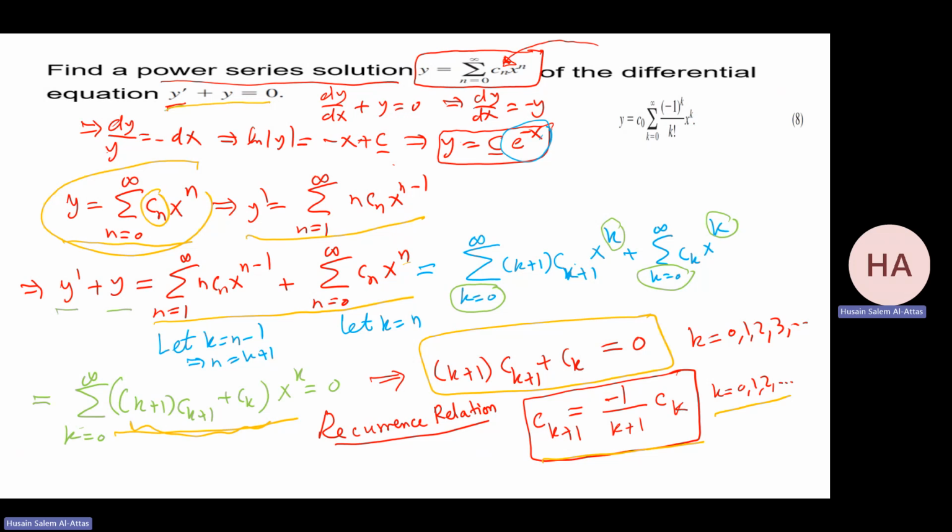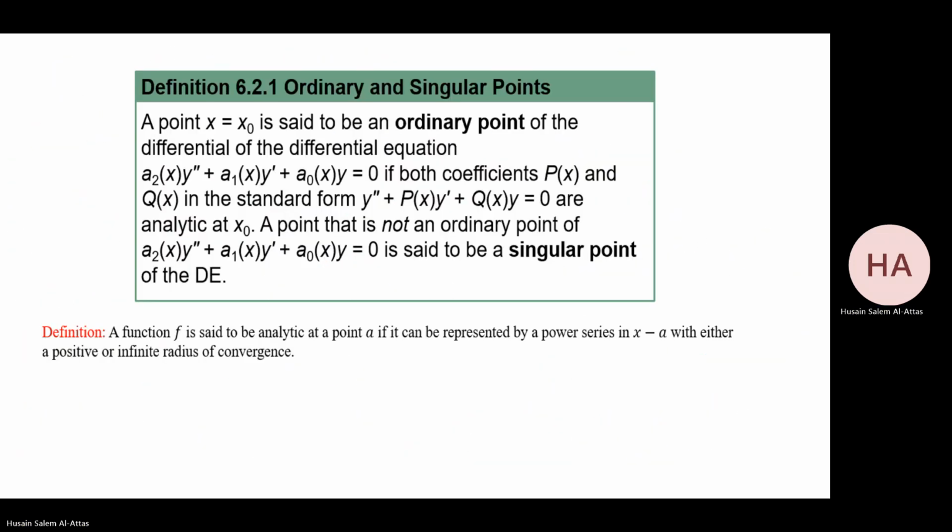Okay. Now we'll go to 11.2. Sorry, this is 11.2, not 6. Ordinary and singular points. We have what's called ordinary points and we have what's called singular points. We say a point x equals x0 is said to be an ordinary point. By the way, we are working with this differential equation.